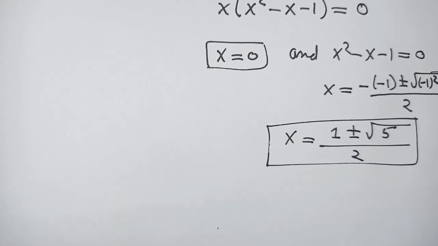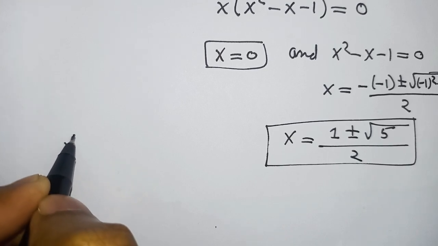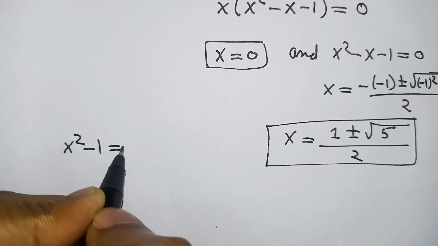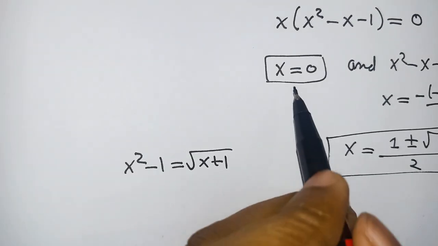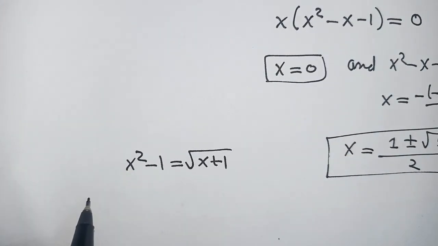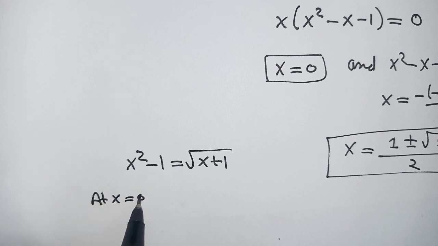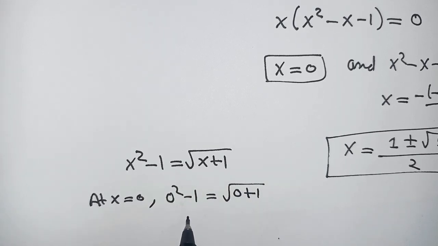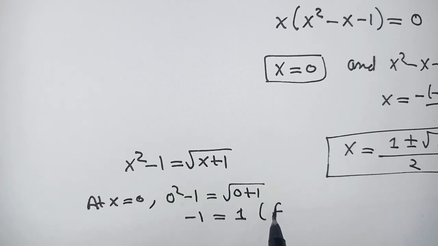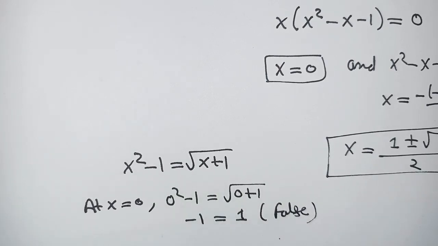So clearly what we have in the question, we have x square minus 1 is equal to square root of x plus 1. So when we put x equals 0, this will be 0 square minus 1 equal to square root of 0 plus 1. So this is equal to minus 1 equal to square root of 0 plus 1, which is 1, which is false, not true. That means x equals 0 is not an answer.